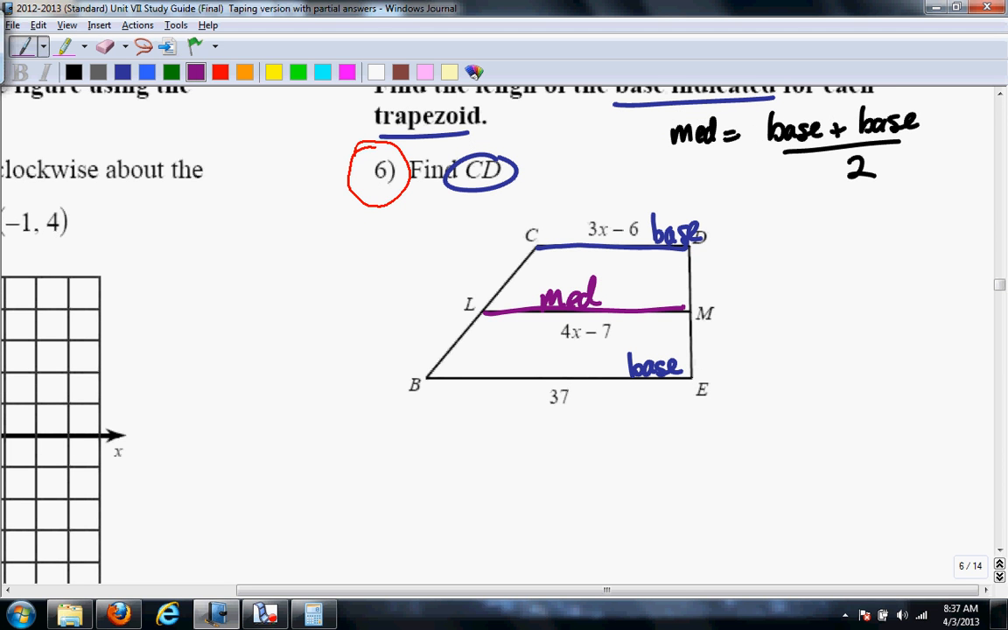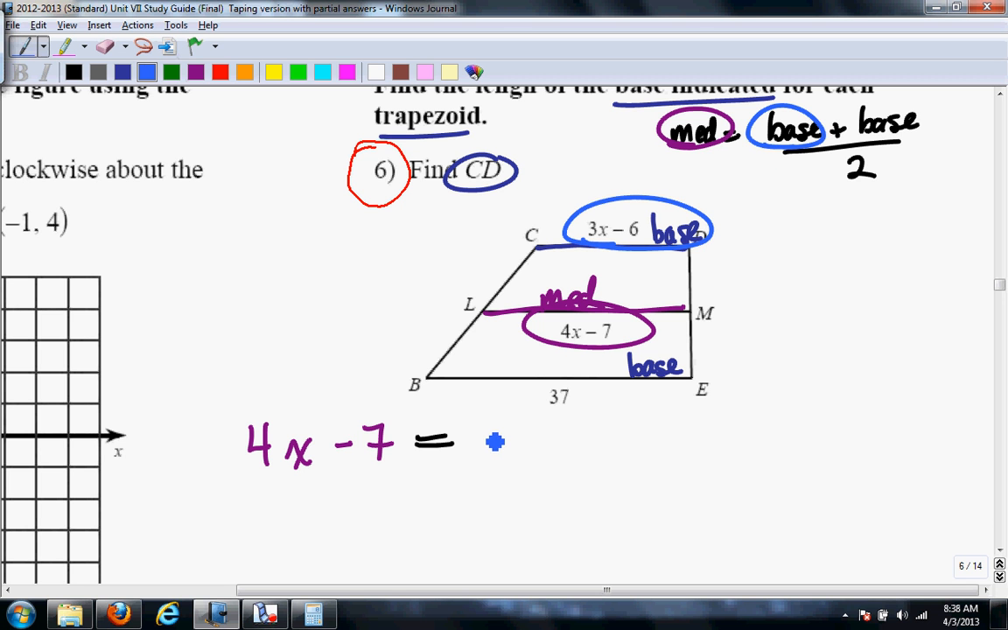Now, very carefully, we're going to circle plug chug. See the word median? Circle it. Come down here, pick up the equation for the median. I'm going to bring it way over here because it's going to be an algebra problem. We need lots of space. Equals base 3x minus 6. Note the plus sign, plus the other base, 37. And then don't forget to pick up that 2.